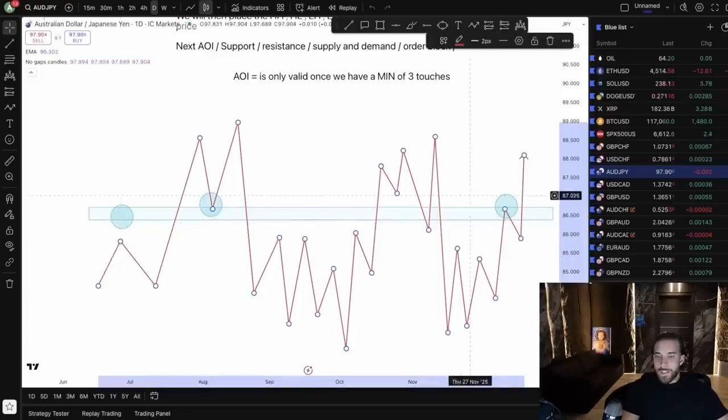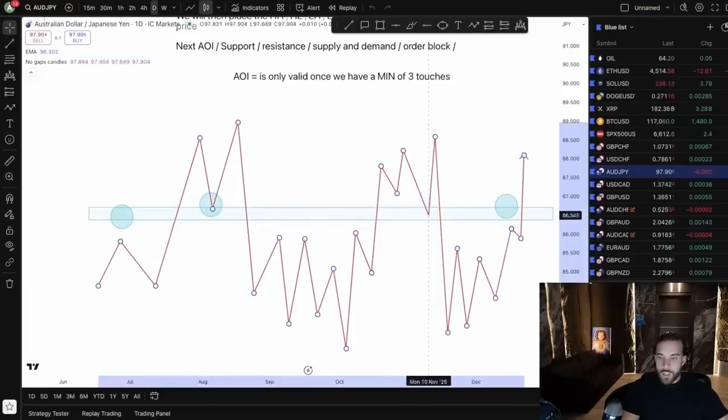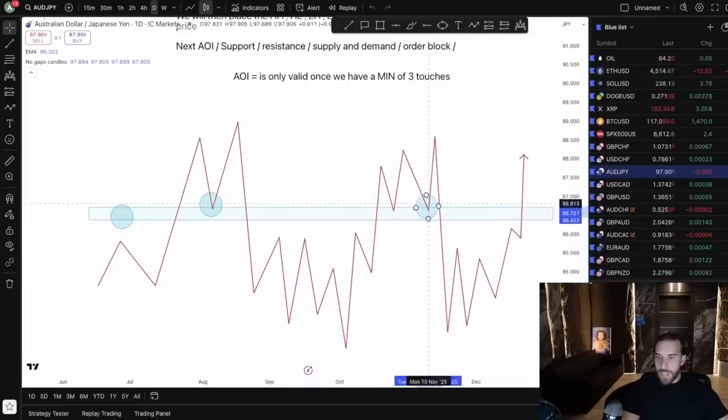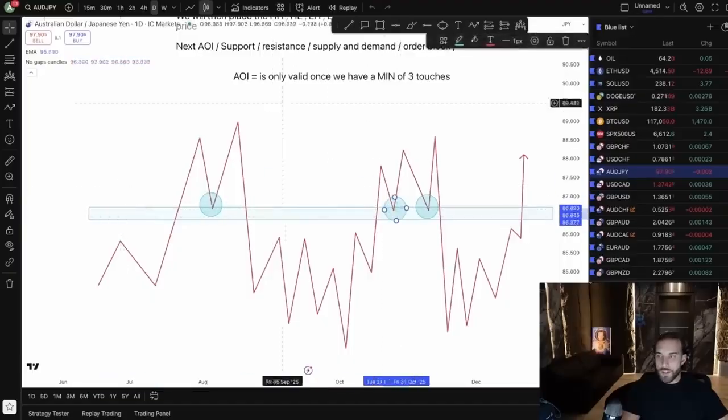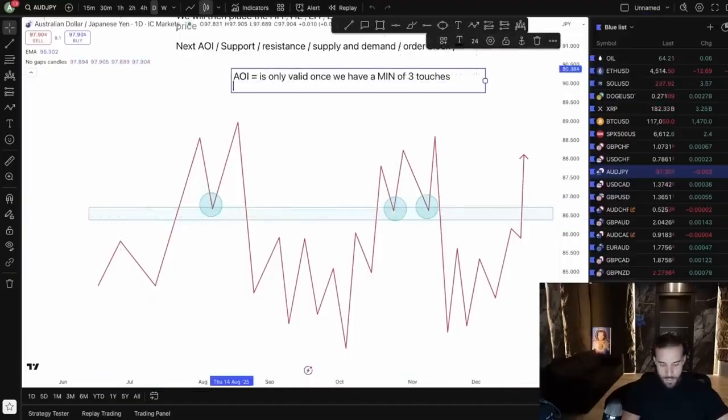Well, what if we don't have any resistance and then it's all support? That is also a valid area of interest. As long as we have a minimum of 3 touches, it is a valid area of interest. Area of interest is good for buys and sells.